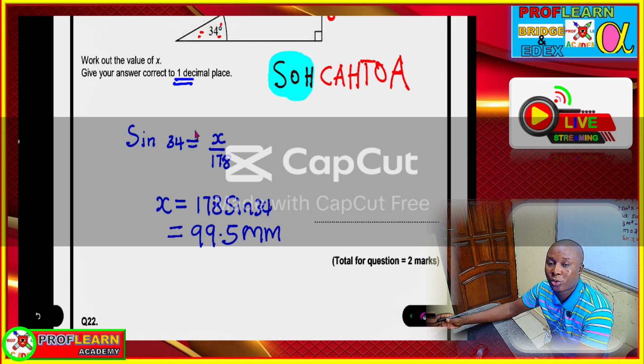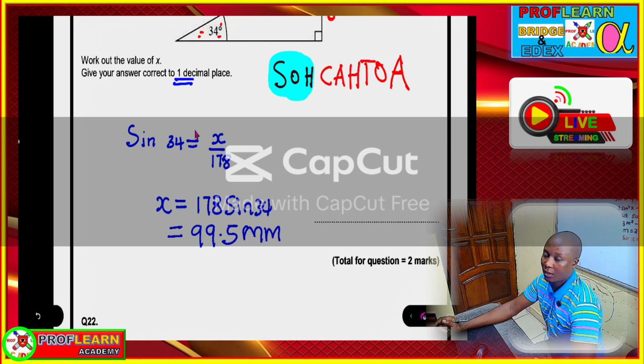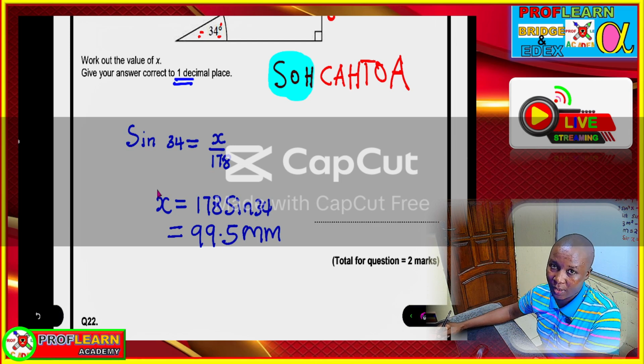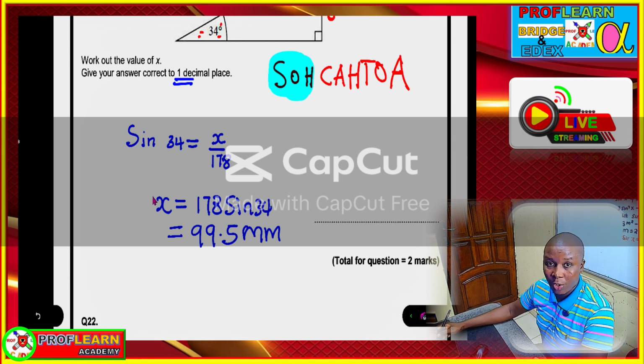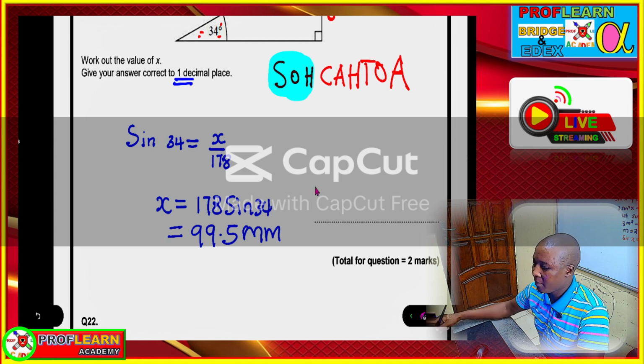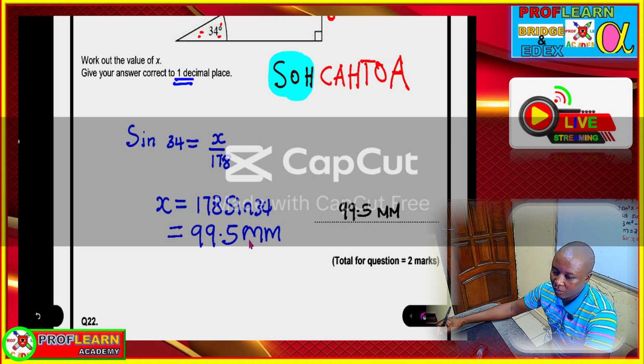So you have to ensure you follow the instructions. If you are told to a given accuracy, you have to stick to that so that you earn all the marks. Otherwise, if you write a different value, you're going to miss the final accuracy mark, A. So this is going to be 99.5 millimeters in that case. So the examiner will just come here and say M1.